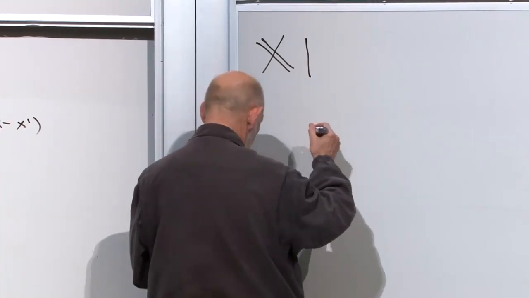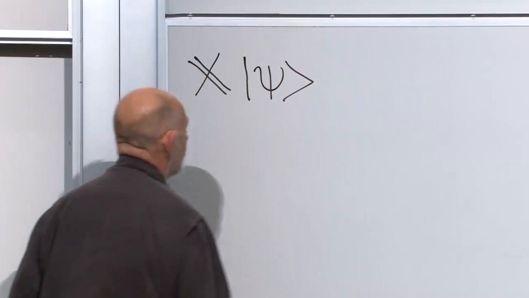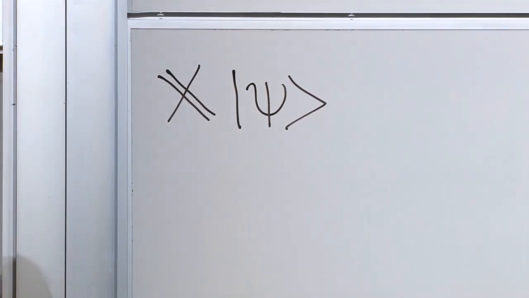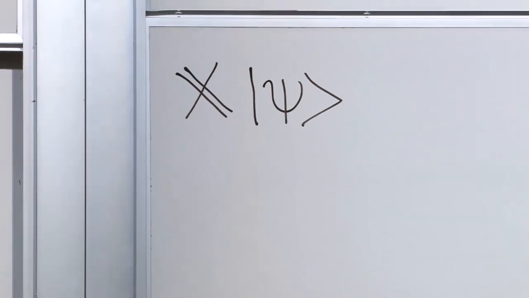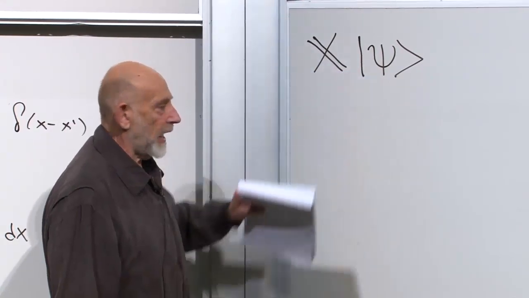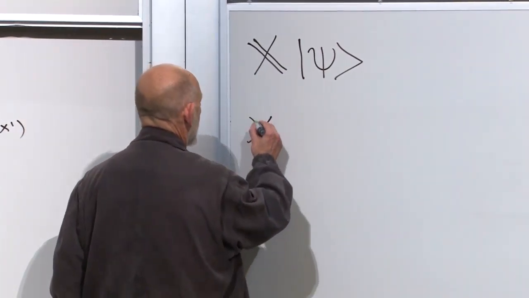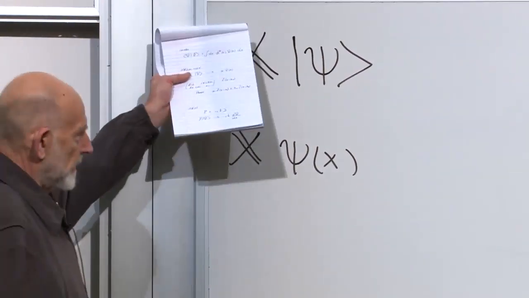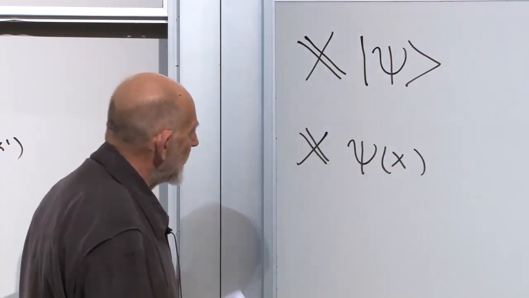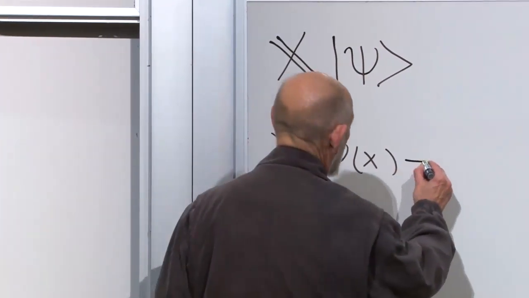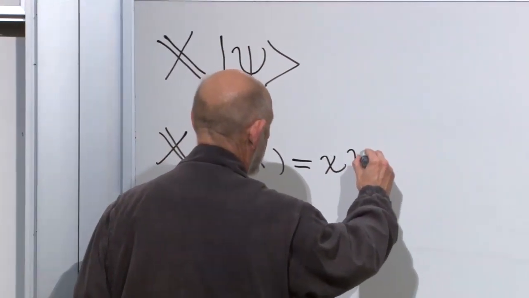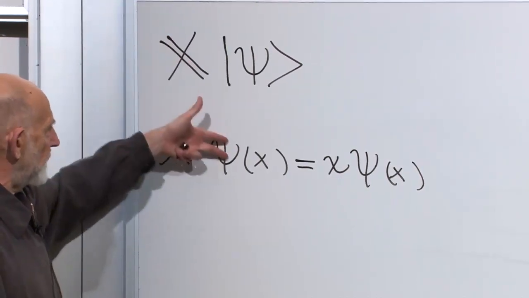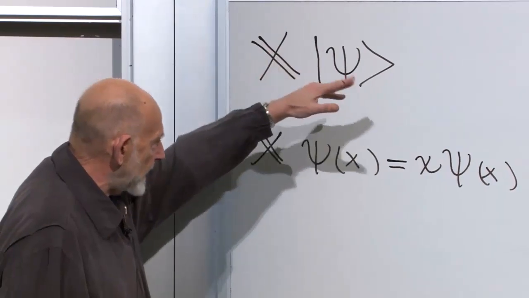Let's talk about the action of x when it hits a vector. That's what operators do. They hit vectors and they make new vectors. I'm going to tell you what the action is by telling you how it behaves in terms of wave functions. Instead of telling you how it acts on an abstract vector, I'm going to tell you what happens when the operator x hits a wave function. Wave functions and state vectors can be thought of as one being a representation of the other. When x hits psi of x, what it does is just multiply psi of x by x. In other words, it gives you another function. That's the nature of operators. They act on functions to give other functions. They act on vectors to give other vectors.